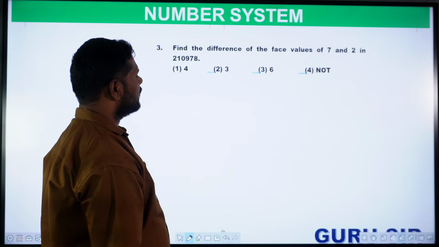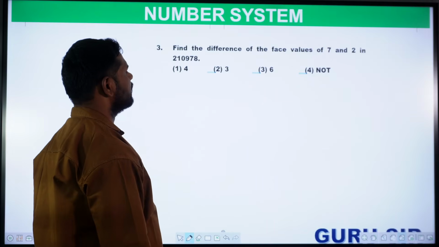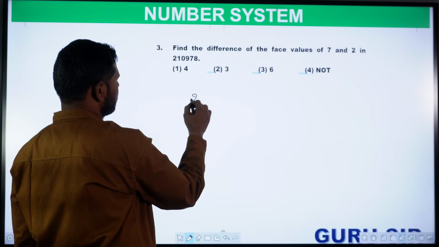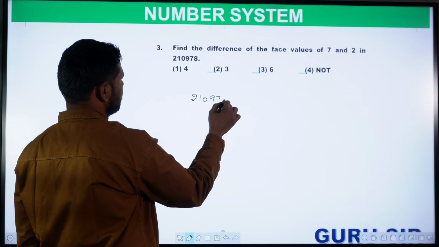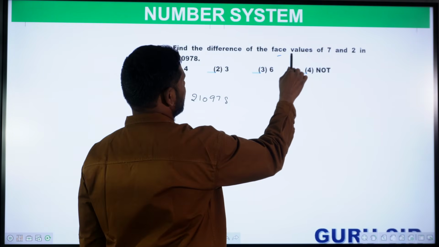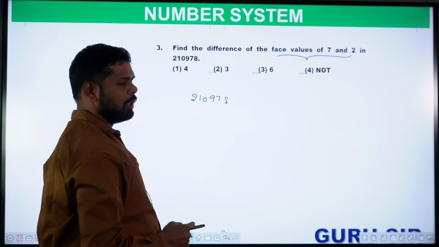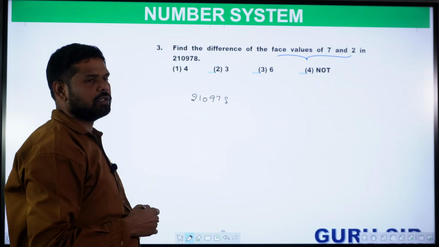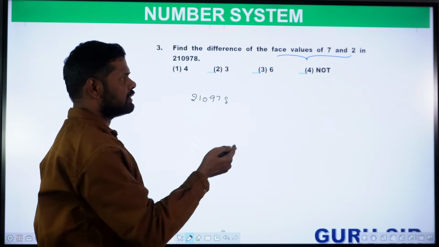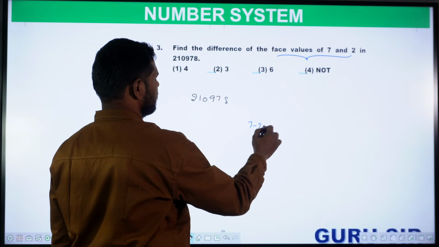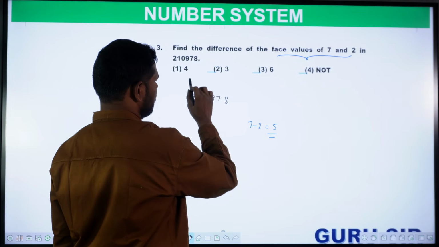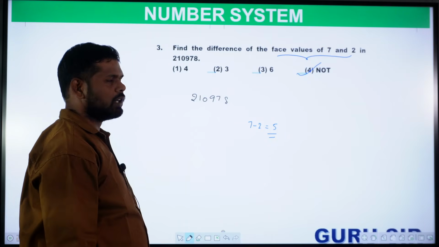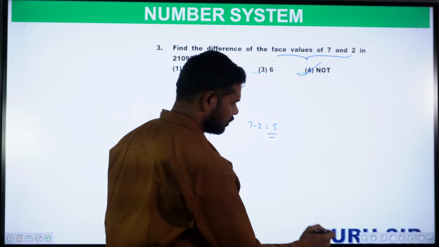Find the difference between the face values of 7 and 2 in 210978. Face values of 7 and 2 means no need to consider the position. Face value of any digit is always the same. Difference is 7 minus 2 equals 5. 5 is not there in the options, so none of these is correct, that is, none of the above.